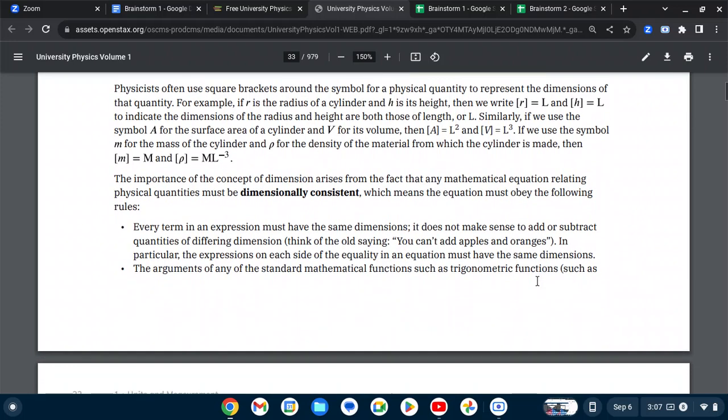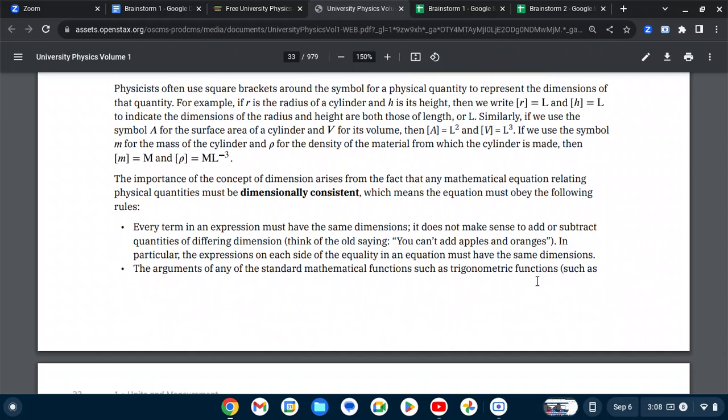Physicists often use square brackets around the symbol for a physical quantity to represent the dimensions of that quantity. For example, if r is the radius of a cylinder and h is its height, then we write [r] equals L and [h] equals L to indicate the dimensions of the radius and height are both those of length, or L. Similarly, if we use the symbol A for surface area of a cylinder and V for its volume, then [A] equals L squared and [V] equals L cubed.